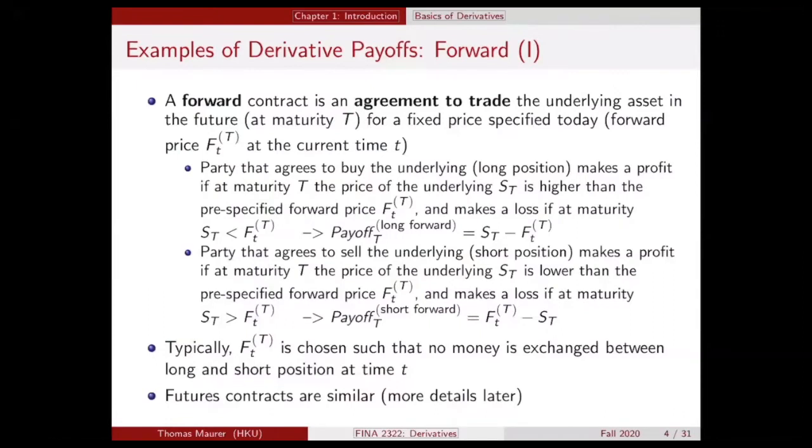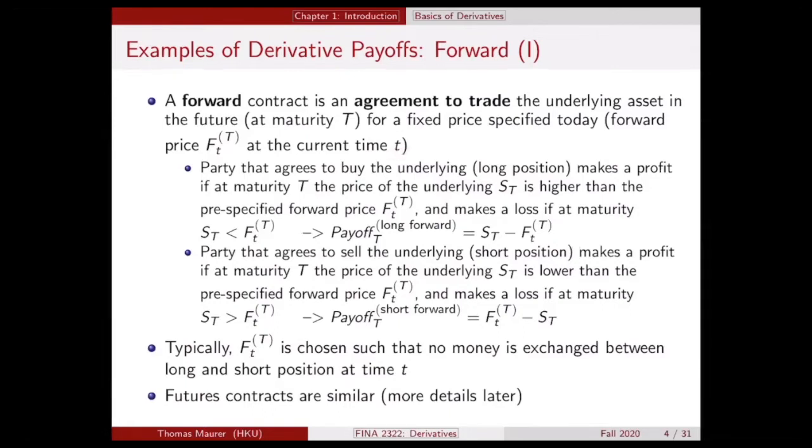So you sign that agreement to trade the underlying asset at maturity at a fixed price, which you specify today. We call this the forward price F, which you agree upon at time small t. In the superscript, we write the maturity date capital T when you actually agree to trade that security. And the current time we denote by small t.